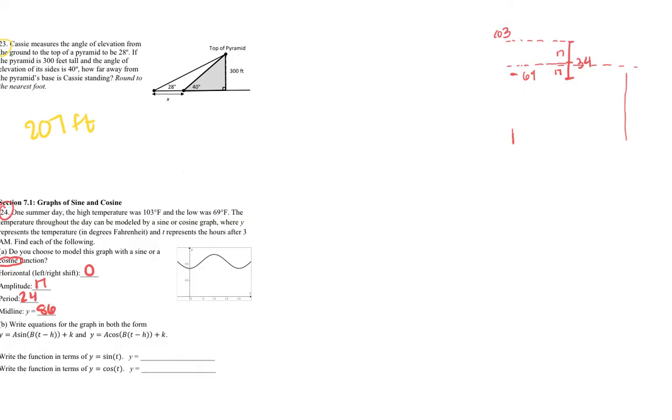Okay, so let's first write the function in terms of cosine. Our function for cosine is y equals a cosine of b times t minus h, plus k. In this case, our a is going to be our amplitude, but we notice that our cosine graph is flipped upside down. It's reflected, so we need a negative 17 instead of a regular 17. So y equals negative 17 cosine.